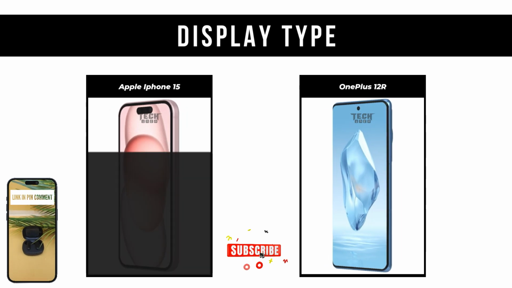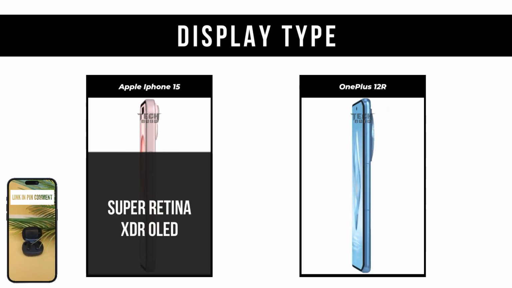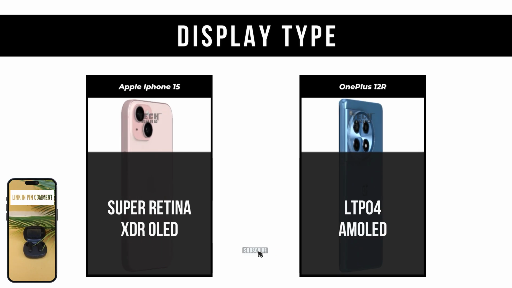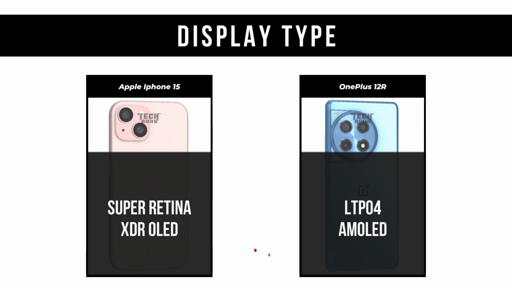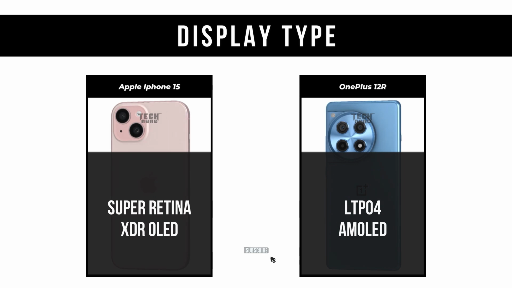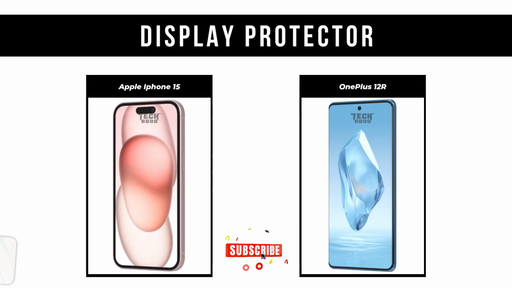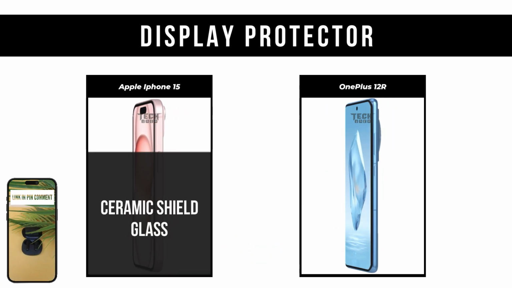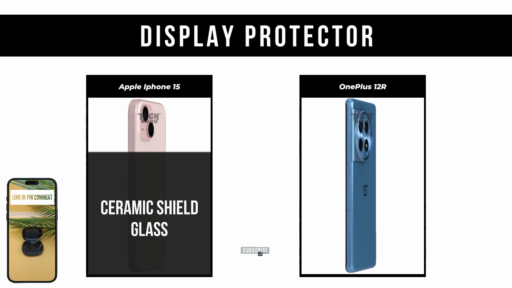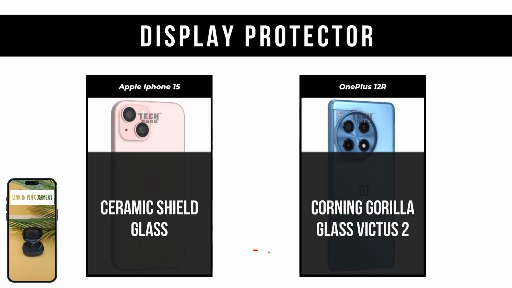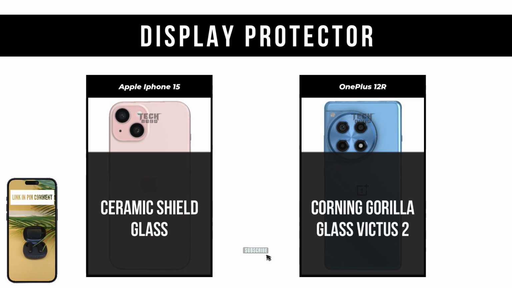Display type. Apple iPhone 15 is Super Retina XDR OLED. OnePlus 12R is LTPO 4AM OLED. Display protector. Apple iPhone 15 is Ceramic Shield Glass. OnePlus 12R is Corning Gorilla Glass Victus 2.